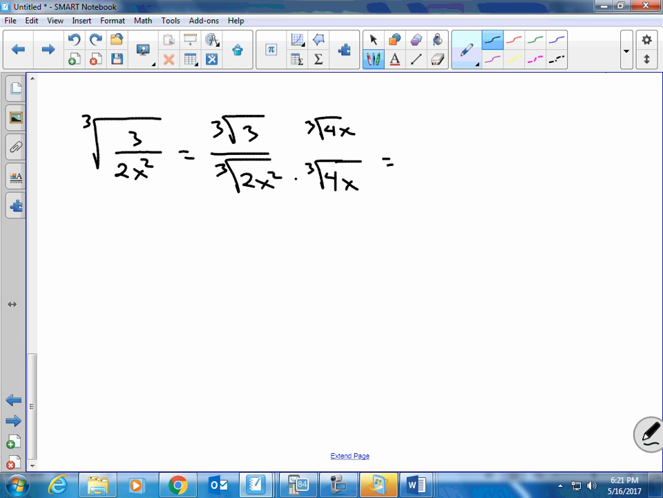On top, I get, excuse me, I get the cube root of 12x. And on bottom, I get 2x. I did what I said you could do, but I won't. Let me show you what I did. 4 times 2 is 8. X squared times x is x cubed. Cube root of 8 is 2. Cube root of x cubed is x. And that gives me that. All right. That is simplifying radicals.